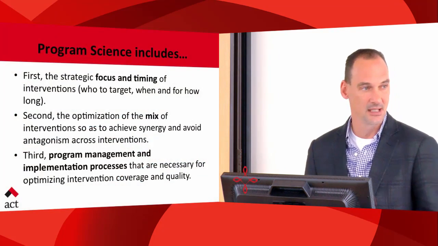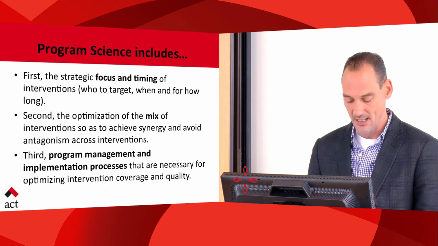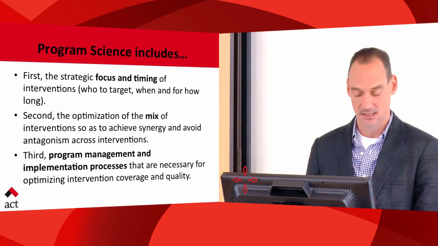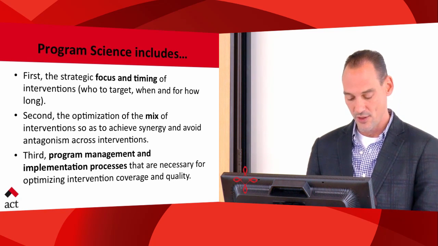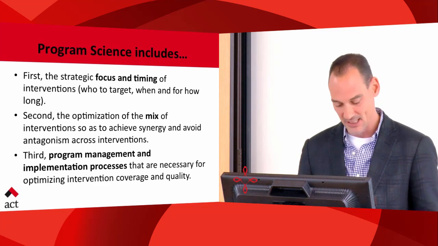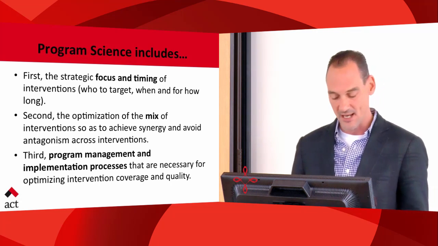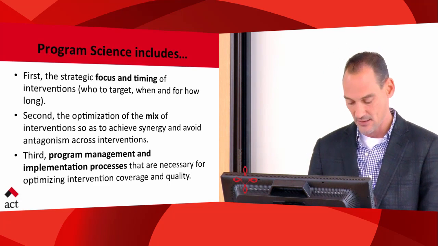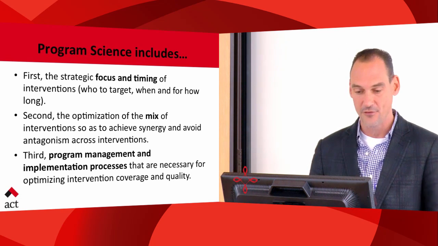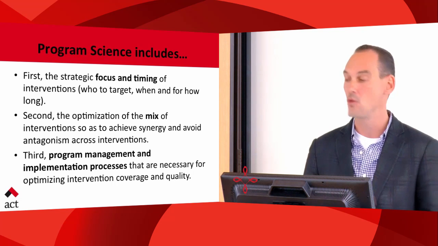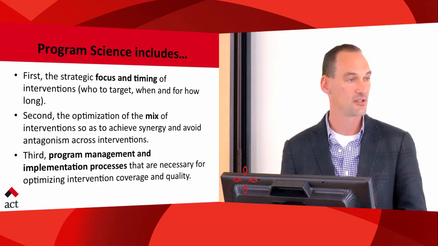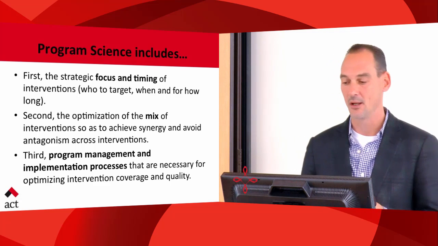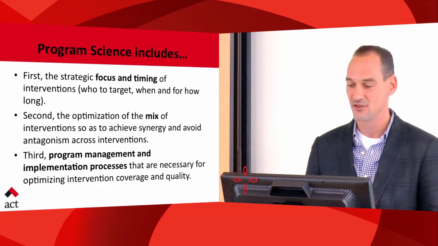So I'm going to give a little bit of background on program science and really just say that while implementation science is primarily concerned with the proper implementation of evidence-based interventions, program science is concerned with three additional aspects of programs. And first of all, it's the strategic focus and timing of interventions. So who are we targeting? Really knowing who we're targeting. When are we going to be doing this intervention?